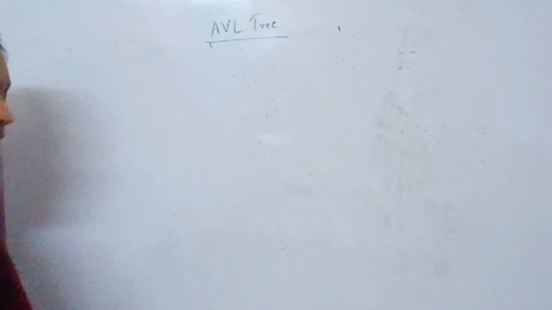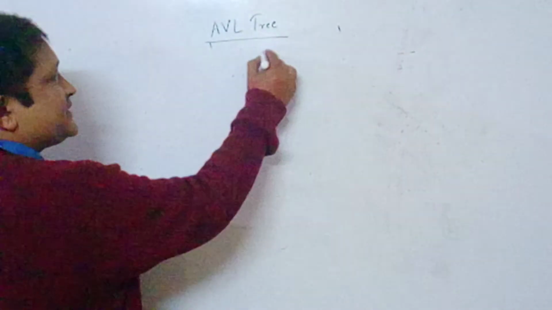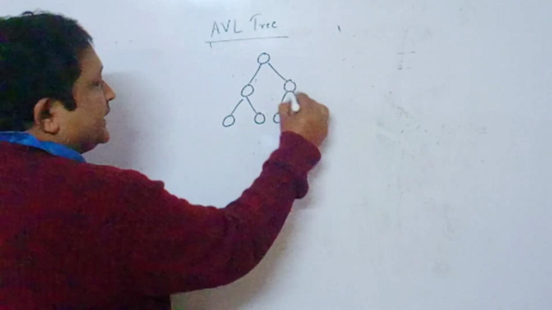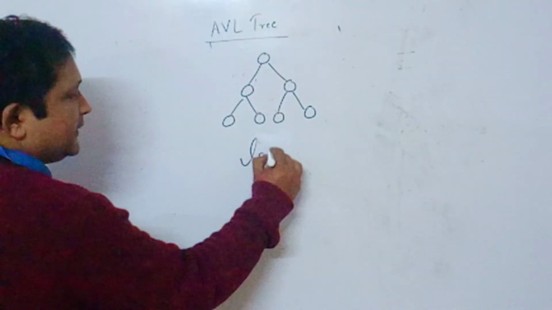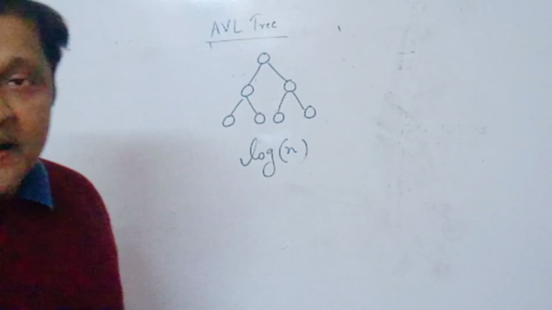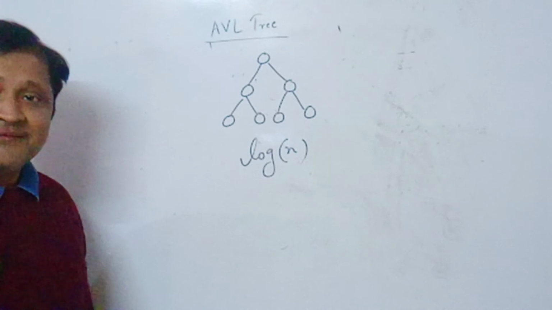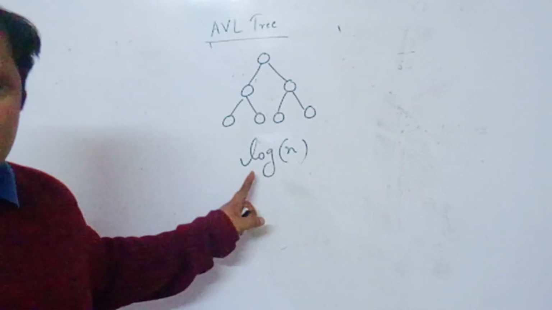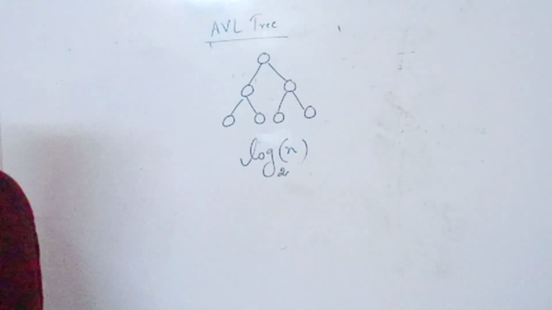In a binary search tree, the time complexity is log n to find every node, where n is the total number of nodes. Here the default base is always considered to be 2.